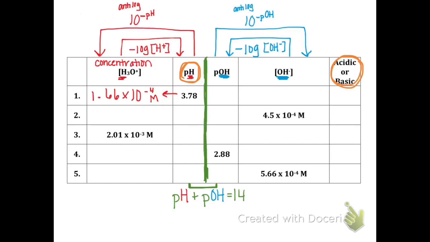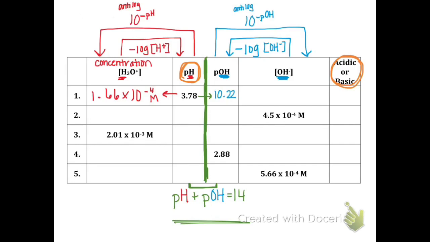Okay, so now the question is, how can I connect to the other side? I want to cross this bridge over here. If you want to do that, then you are going to use this equation down here, which is pH + pOH = 14. So if I subtract 3.78 from 14, then my pOH is 10.22, because 10.22 and 3.78 equals 14.